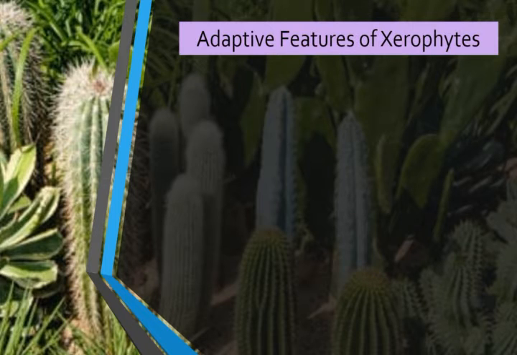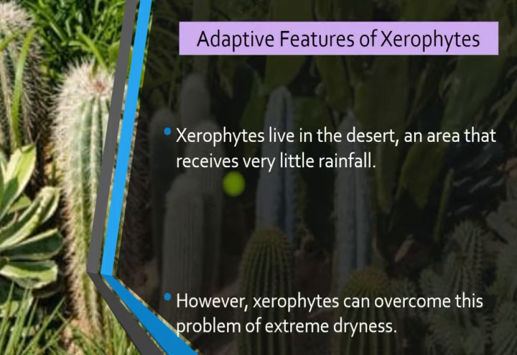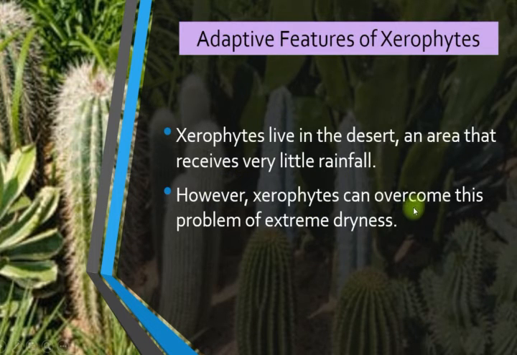Okay, now we go to the adaptive features of the xerophytes. Xerophytes live in the desert, an area that receives very little rainfall. Very little rainfall, so this place receives minimum water. However, xerophytes can overcome this problem of extreme dryness. How does the xerophyte overcome the extreme dryness?